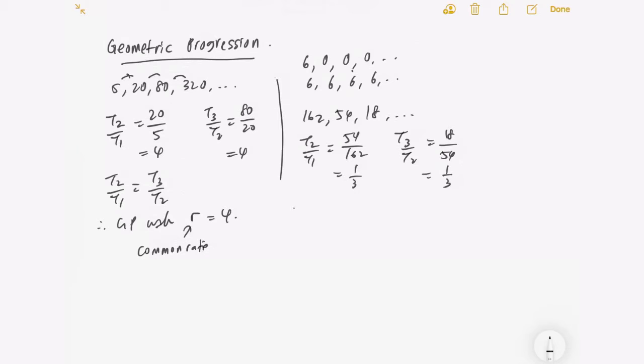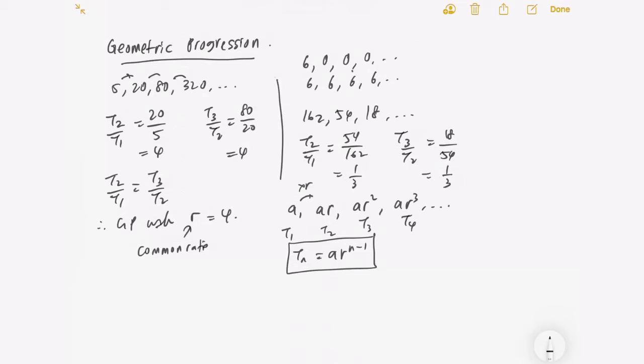Now generally we take the first term as a, and we use the symbol r for common ratio. So you multiply by r: the second term is ar, the next term is ar squared, you keep multiplying by r, right? So if t1 is a, t2 is ar, t3 is ar squared, t4 is ar cubed, and tn will be ar^(n-1). Notice the power of r is always 1 less than the number of terms n.